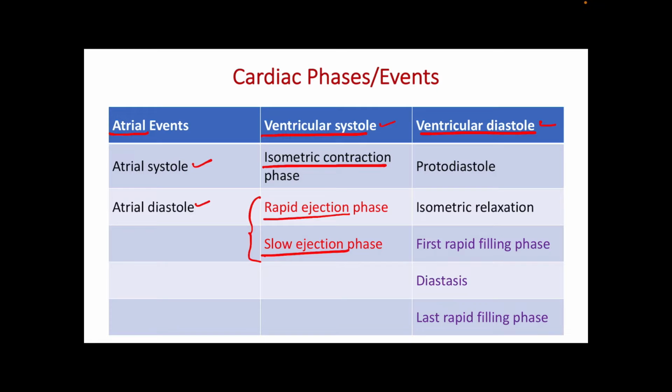In diastole, the first phase is proto diastole, second one is isometric relaxation phase, and the third one is the filling phase. Now again this filling phase, depending on the duration, it is divided into the first rapid filling phase in the first one-third, second third diastasis, and the last rapid phase, it is in the third phase. Okay, so now we will see in detail about these various phases.